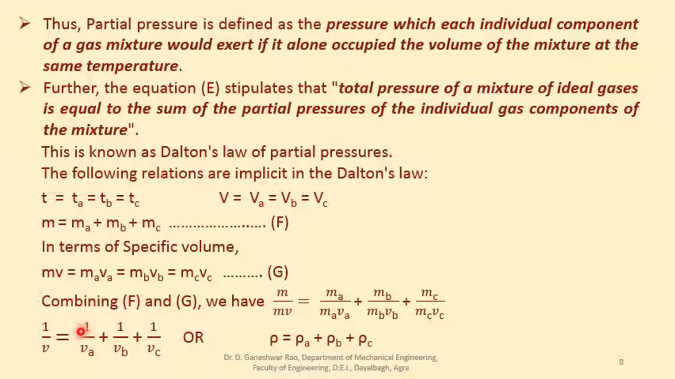Now from this equation, 1 upon v is equal to 1 upon va plus 1 upon vb plus 1 upon vc, or 1 upon va means the inverse of specific volume, that is density. So rho is equal to rho A, rho B, rho C, where rho is the density of the mixture and rho A, rho B, rho C are the corresponding densities of the gas constituents. I hope it's clear to all.